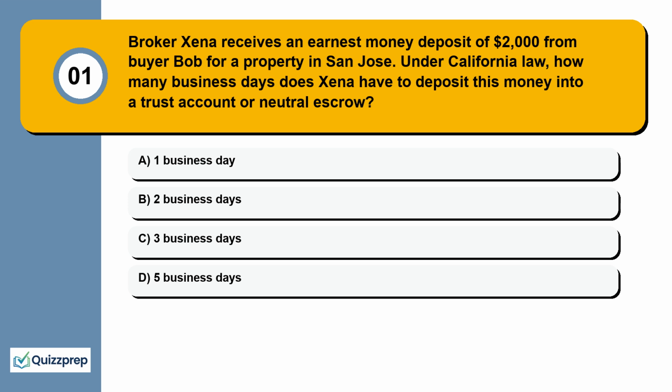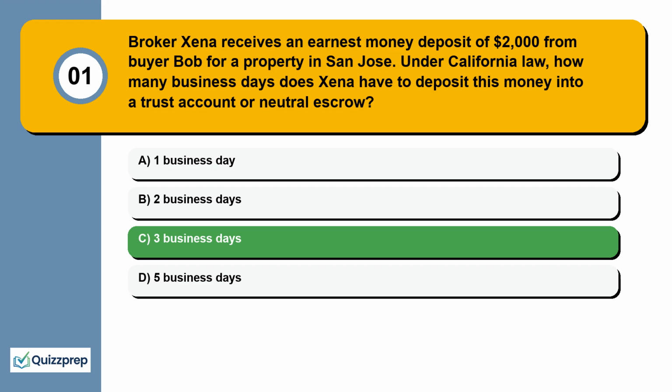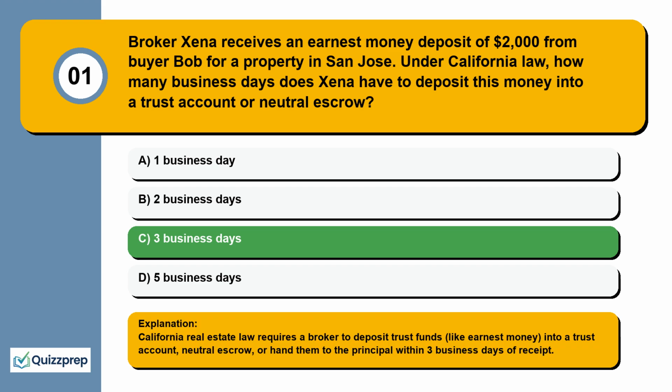Question 1. Broker Zena receives an earnest money deposit of $2,000 from buyer Bob for a property in San Jose. Under California law, how many business days does Zena have to deposit this money into a trust account or neutral escrow? 1 business day, 2 business days, 3 business days, 5 business days. California real estate law requires a broker to deposit trust funds, like earnest money, into a trust account, neutral escrow, or hand them to the principal within 3 business days of receipt.